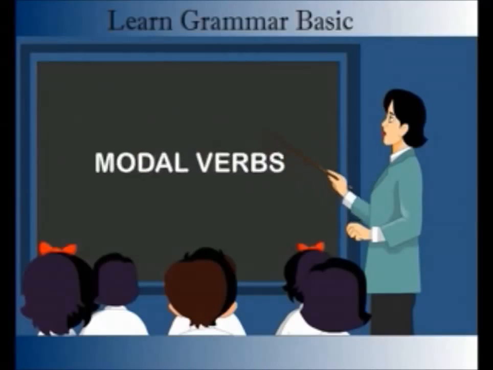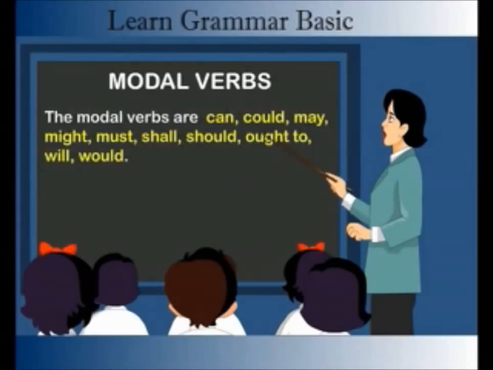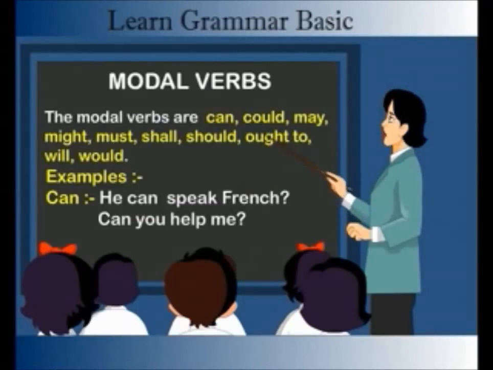Modal verbs. All auxiliary verbs except be, do and have are called modals. Unlike the other auxiliary verbs, modals only exist in their helping form. They cannot act alone as the principal verb in a sentence. The modal verbs are can, could, may, might, must, shall, should, ought to, will, would. Examples: can. He can speak French. Can you help me?